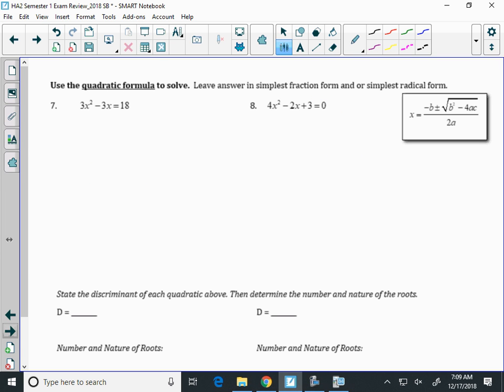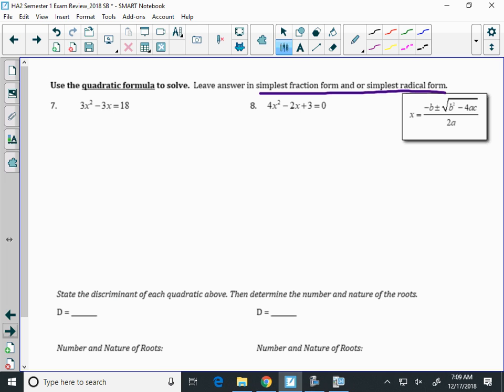Number 3 has us using the quadratic formula. Right? So it says leave answers in simplest fraction or radical form. Some of us are still having trouble with this after our test. So if you're having trouble simplifying, make sure that you pay attention here so that you can understand how we want you to simplify these values.